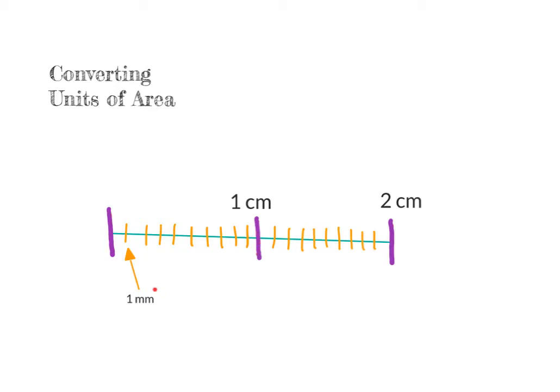So 1 millimeter is represented by each little orange line here. Let's count how many little millimeters fit inside a centimeter. Starting from our first purple line, we've got 1 millimeter, 2, 3, 4, 5, 6, 7, 8, 9, 10. So 1 centimeter is actually equal to 10 millimeters. And you can double check this if you have a ruler handy.